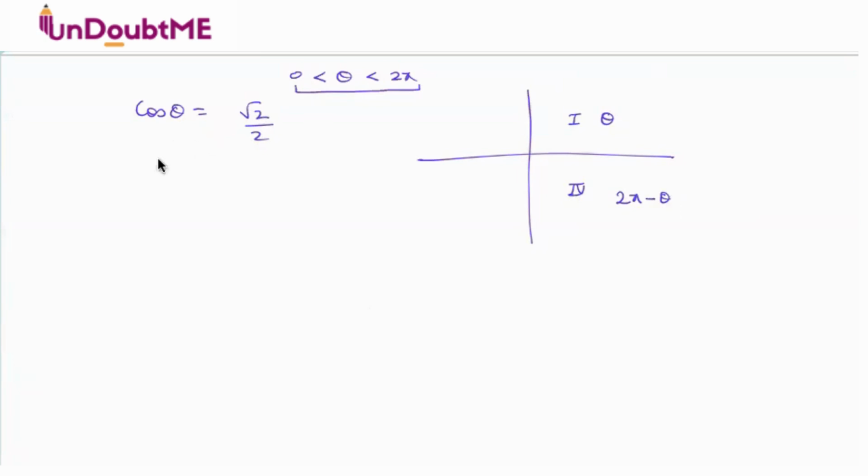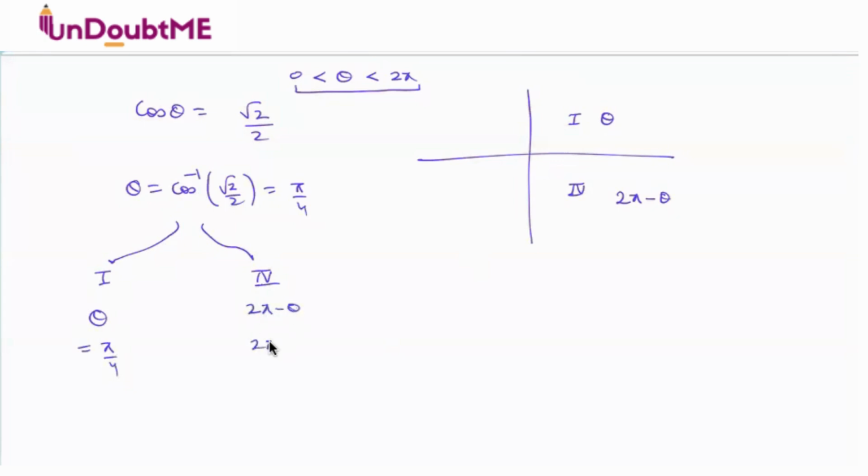Now, what will you do in your calculator? You do theta is equal to cos inverse root 2 by 2. When you solve it, you will get pi by 4. Okay. Now we know that our required angles are of the first quadrant and fourth quadrant. So the first quadrant is straight away theta. So the first answer is pi by 4. And the fourth quadrant is 2 pi minus theta, meaning the answer will be 2 pi minus pi by 4. That is 7 pi by 4. So our two answers are pi by 4 and 7 pi by 4.